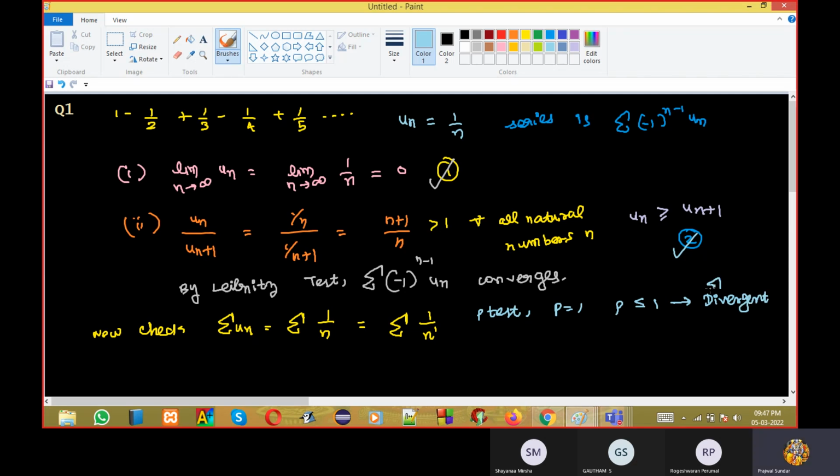That is, sigma u_n is divergent. So sigma u_n is divergent, what can I conclude? So sigma of (-1)^(n-1) u_n is conditionally convergent. That's it. Any confusion?